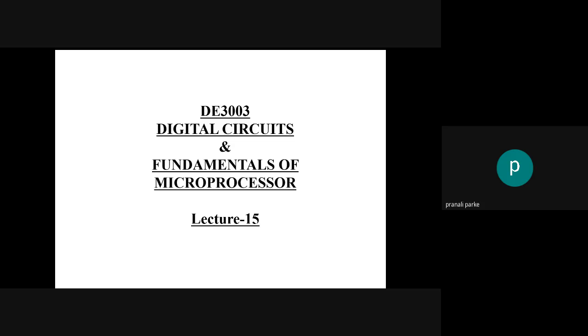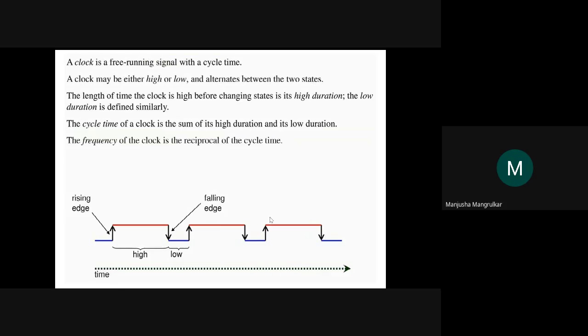Yes, PPT, miss. This is the 15th lecture of Digital Circuits and Fundamentals of Microprocessor. Today we will see the clocks, because in a sequential circuit in digital we will use the clock. The clock is a free running signal with a cycle time. It is free running continuously. It runs with a cycle time. We'll see what exactly this is.